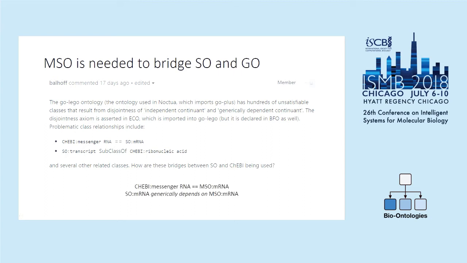So the correct axioms that aren't in place yet, that would be enabled by the new MSO ontology, is one setting the ChEBI mRNA equivalent to molecular SO mRNA, a class to be introduced in the new ontology, and then specifying the SO mRNA, for convenience using the same names for now, as generically depending on the MSO mRNA in order to connect the two via the MSO. And this last axiom is the key for our purposes, and I want to impress it upon you and have you keep it in your mind for the rest of the presentation.